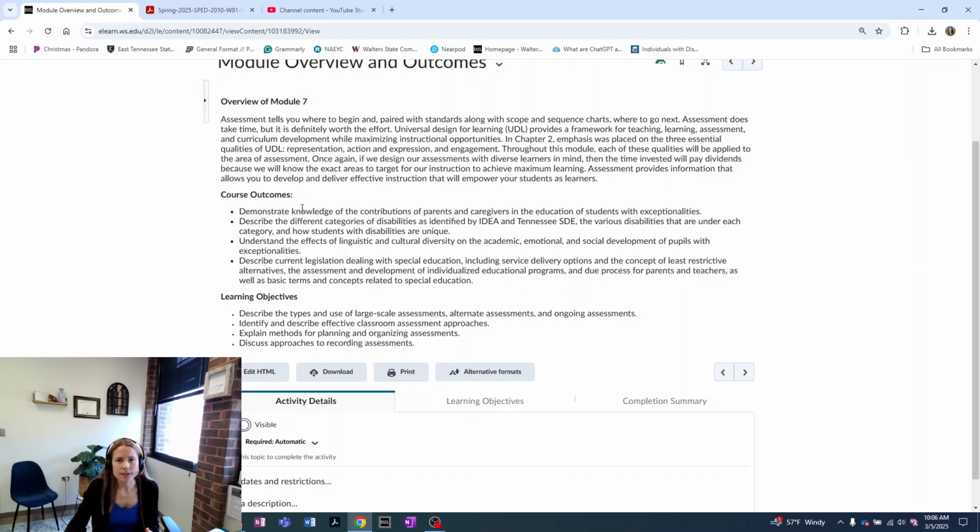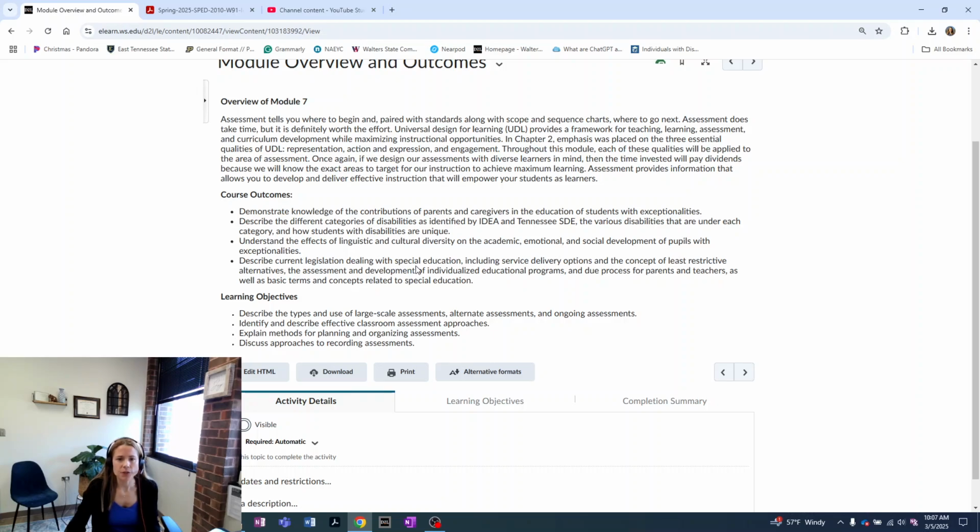Now, all of these module objectives are going to help us meet our course objectives. Okay, so our course objectives are demonstrate knowledge of the contributions of parents and caregivers in the education of students with exceptionalities, describe the different categories and disabilities identified by IDEA and the Tennessee State Department of Education. Okay, understand the effects of linguistic and cultural diversity on the academic, emotional, social development of pupils with exceptionalities.